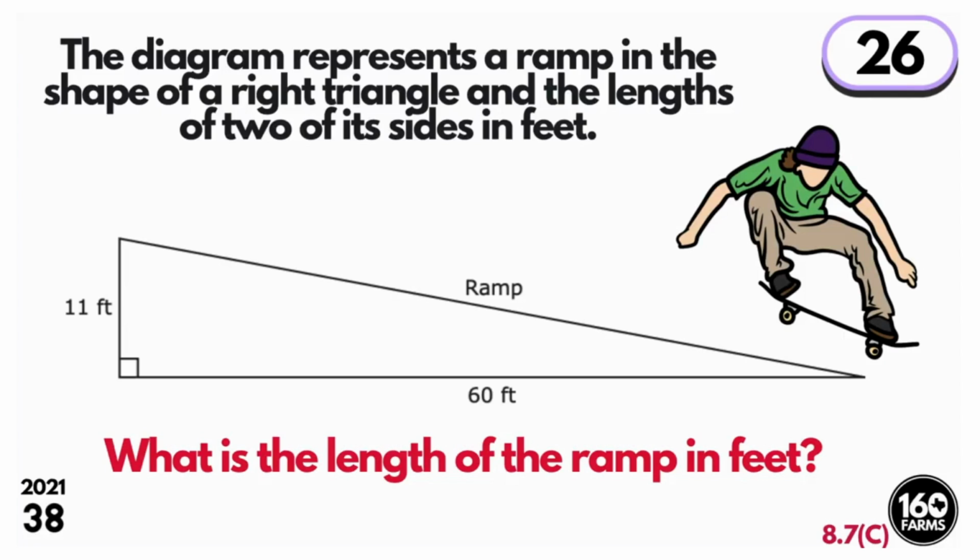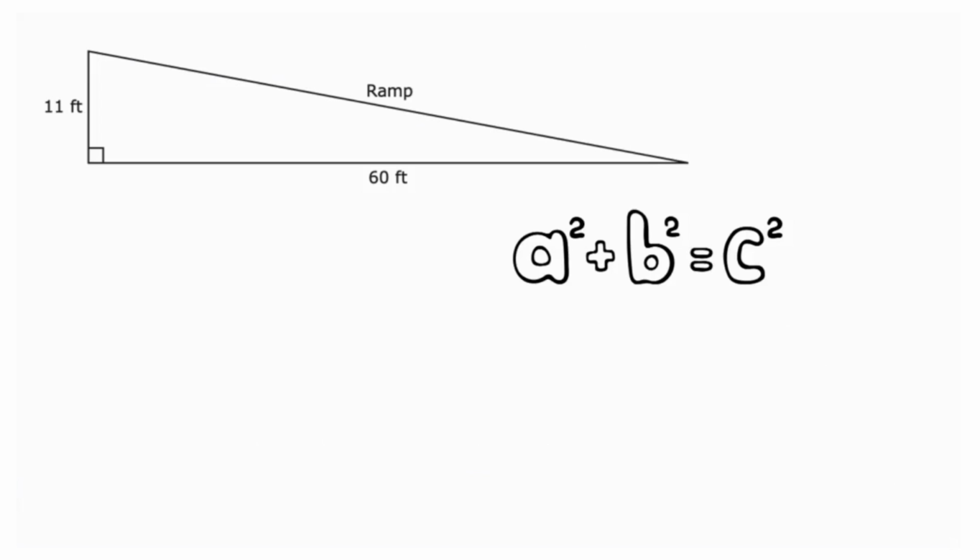Number 38, the diagram represents a ramp in the shape of a right triangle and the lengths of two of its sides in feet. What is the length of the ramp in feet? We have a right triangle. That indicates the ramp is going to be on our hypotenuse, so we're going to be using the Pythagorean theorem.